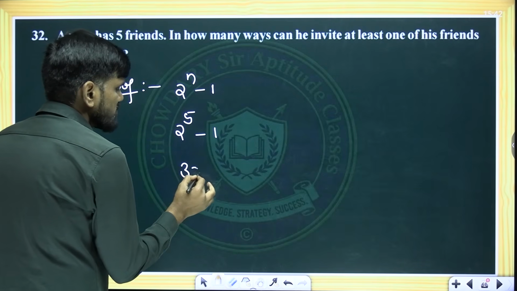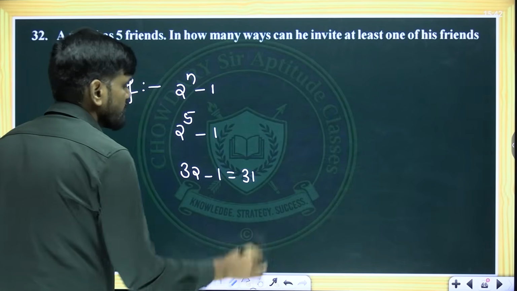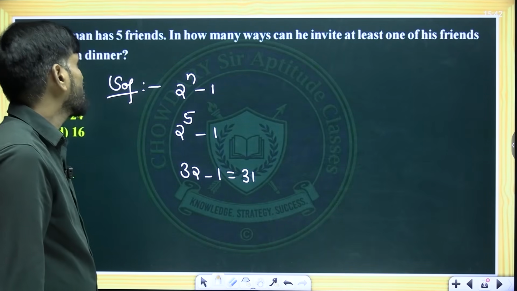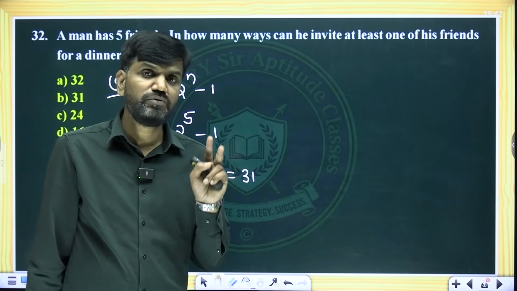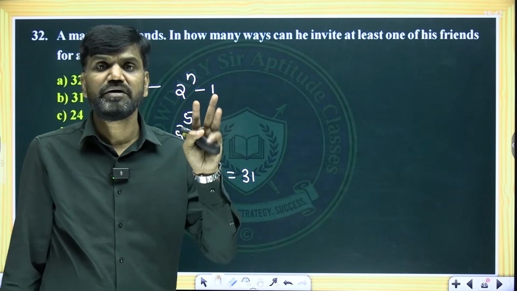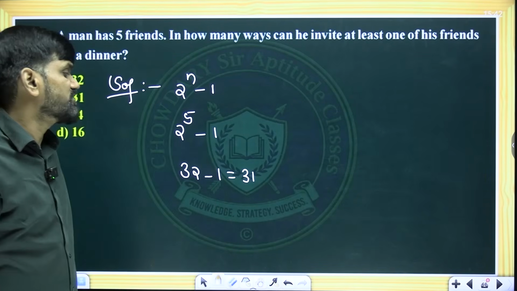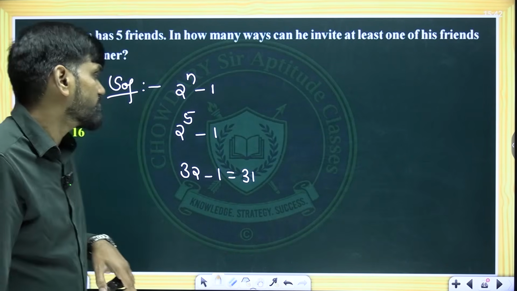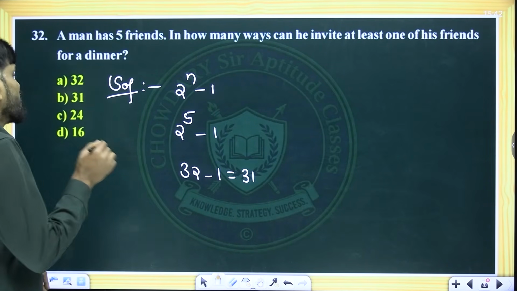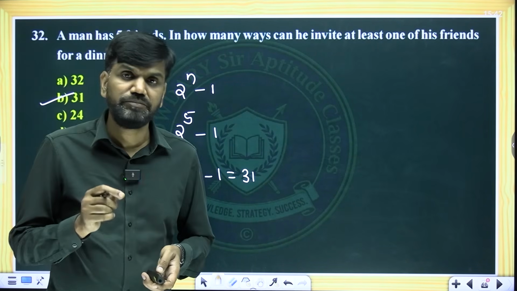2 power 5 is 32. 32 minus 1 will give you how much? 31. Meaning, out of 5 friends, he can invite 1 friend at a time, or 2 friends at a time, or 3 friends at a time, or 4 friends at a time, or all the 5 friends at a time. The total number of ways in which he can invite at least one of his friends for the dinner is what? 2 power 5 minus 1. That will be 31. Hence your answer has to be option B.